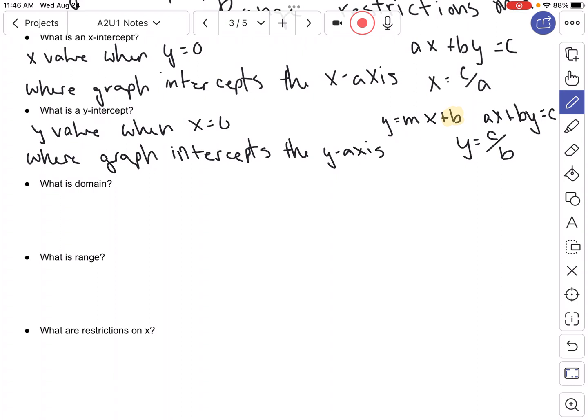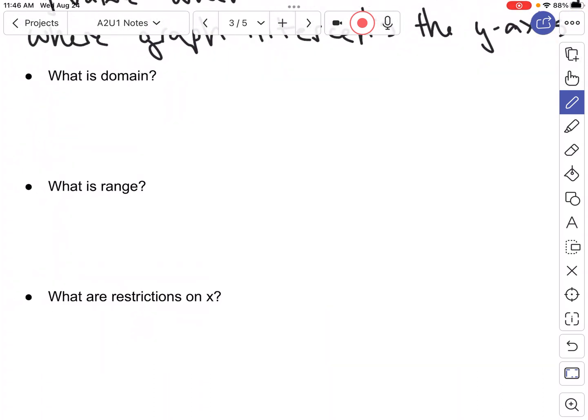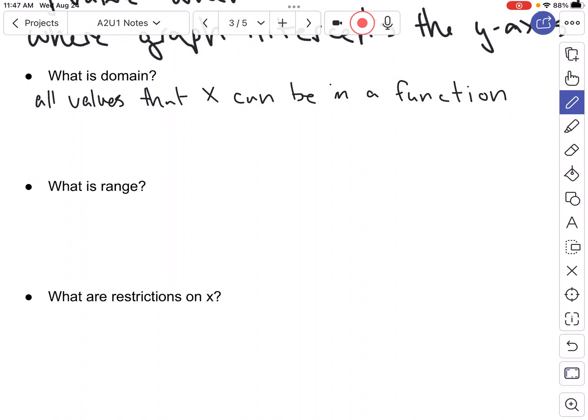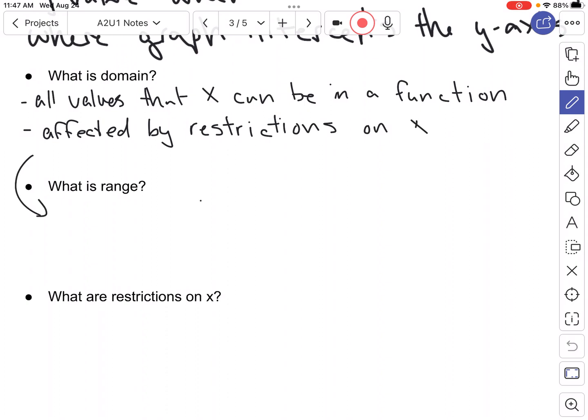All right, what is domain? Domain is all values that x can be in a function. The domain is affected by restrictions on x. And we'll talk about restrictions on x in just a minute. What is the range? It's the same thing as domain, only it's all values that y can be. And it can also be affected by restrictions on the domain.